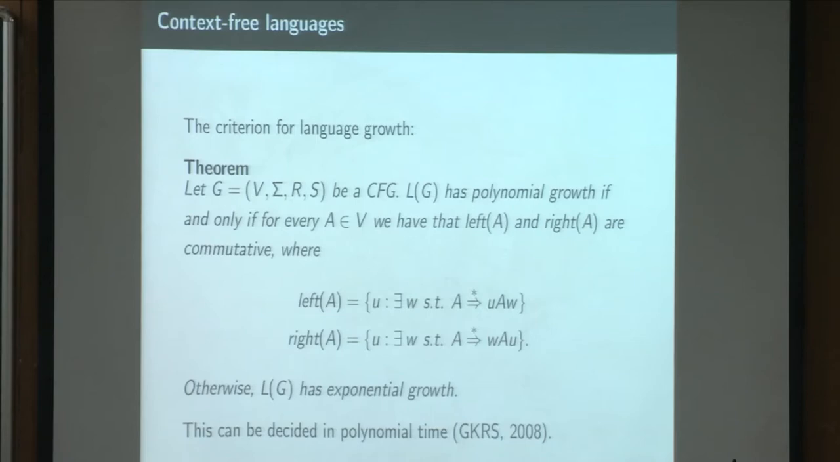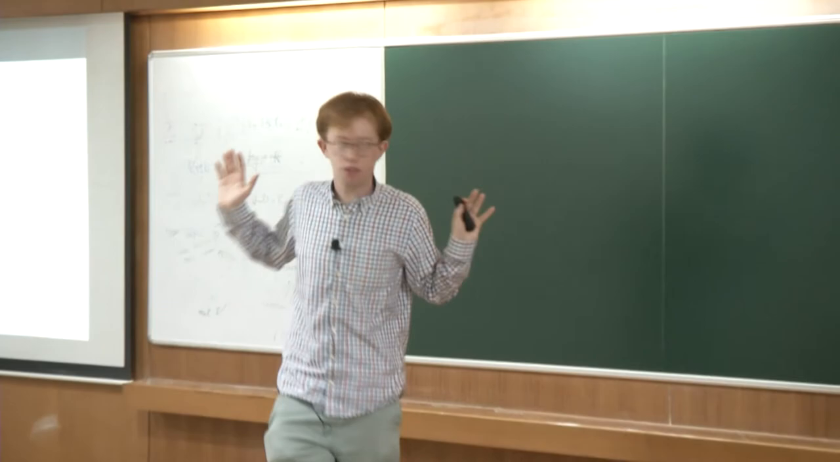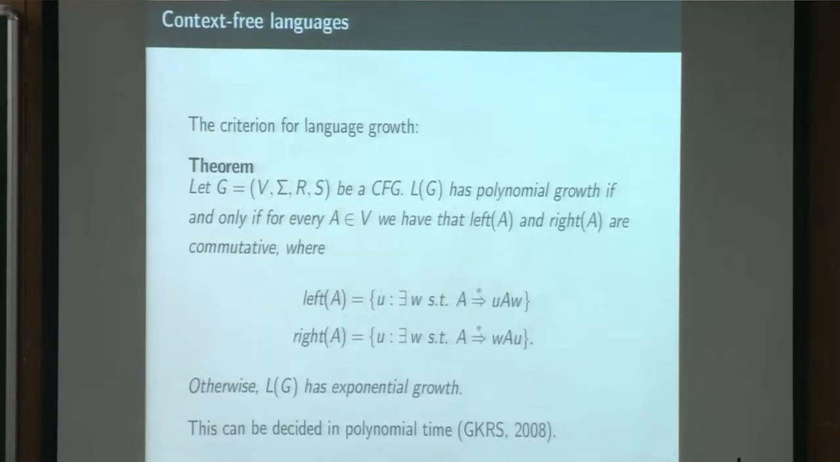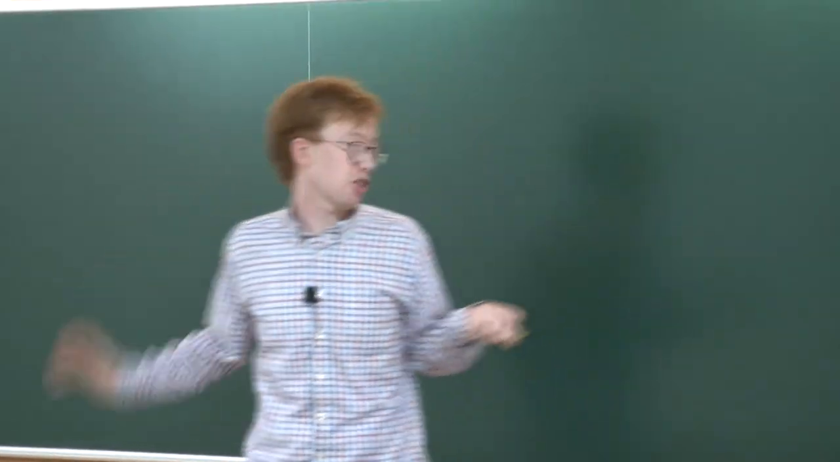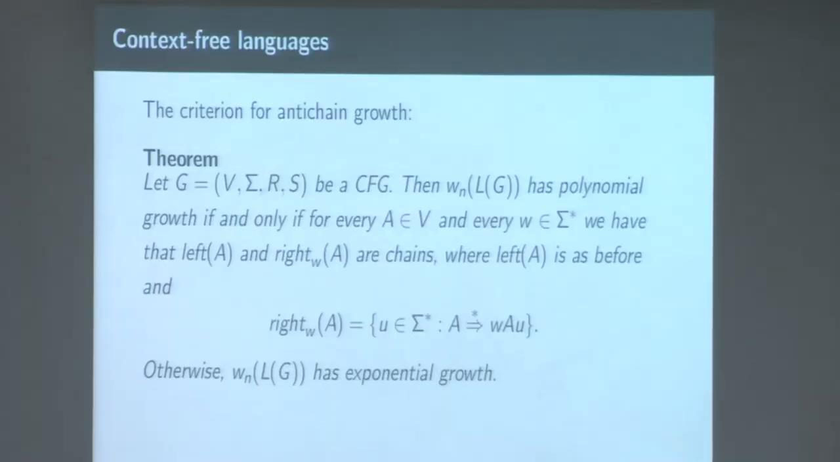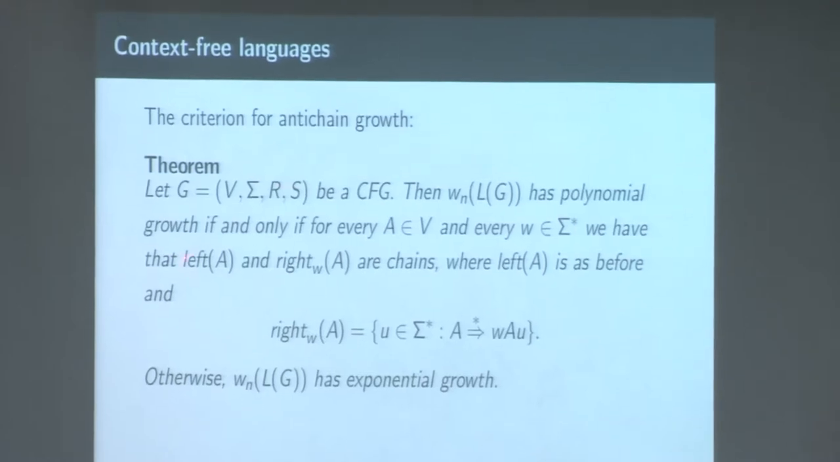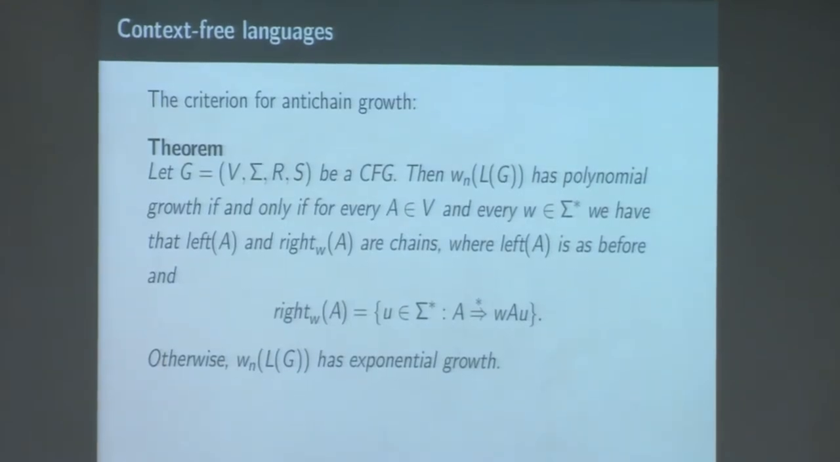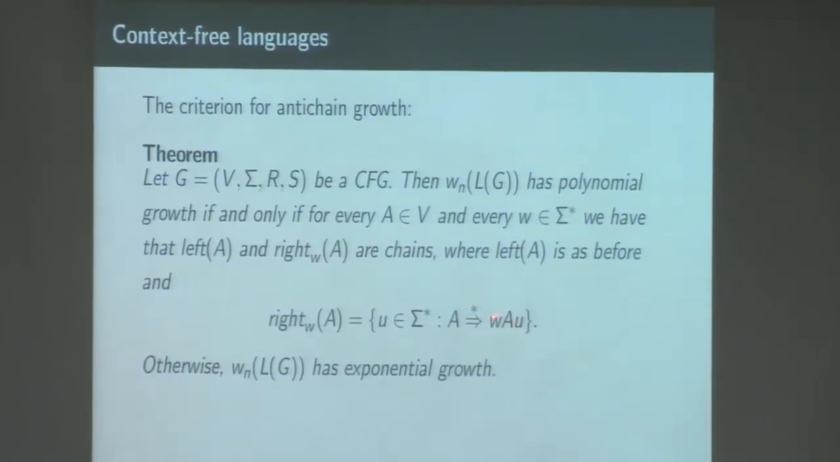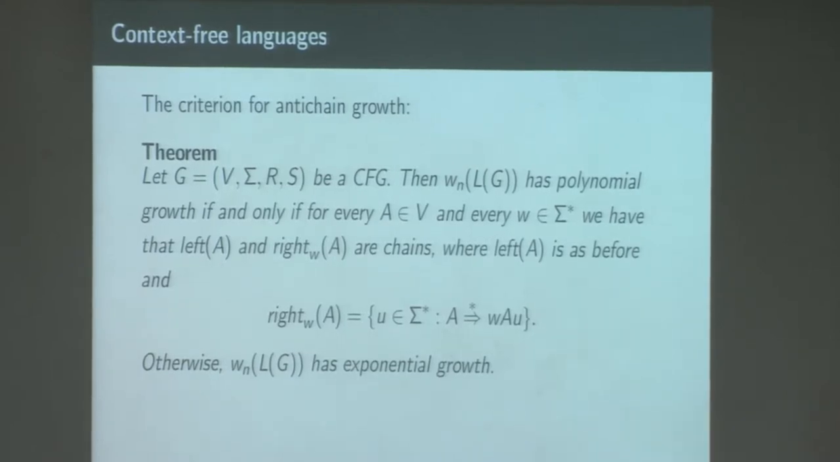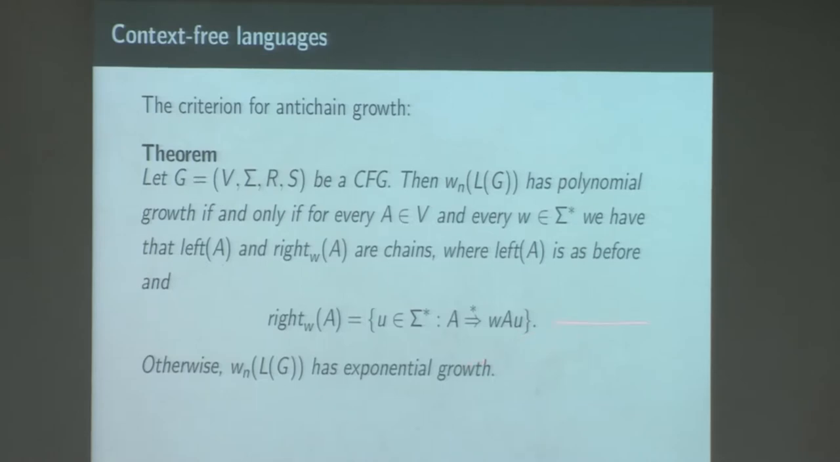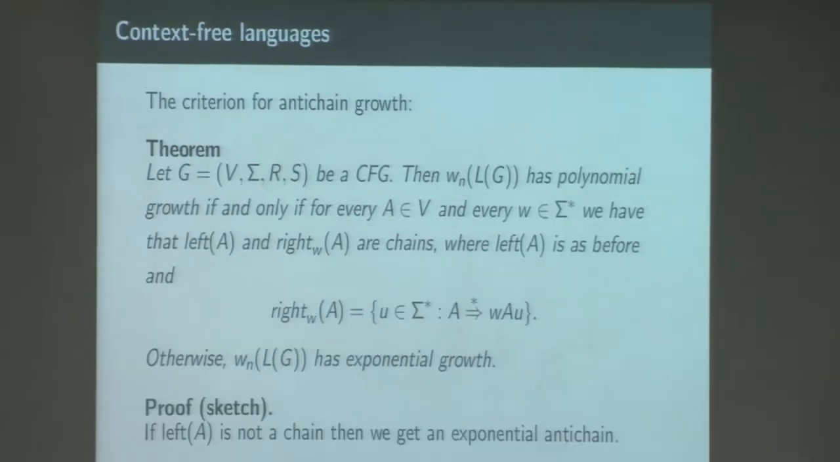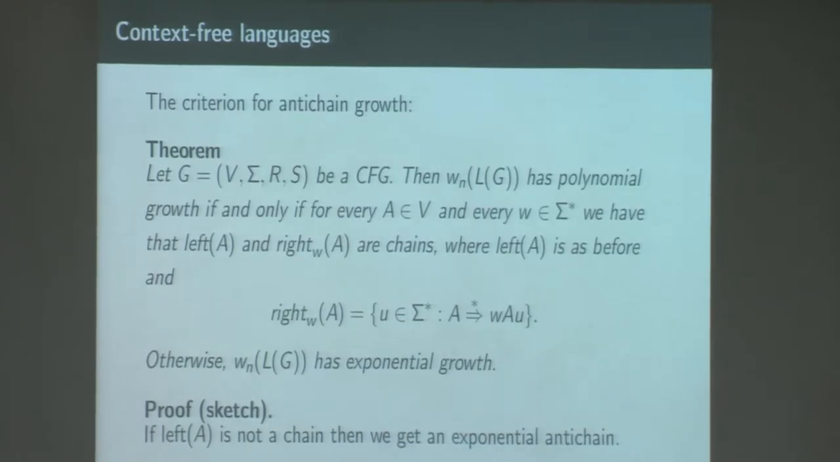Okay, so what you might guess is that when I care about antichain growth, I want to say I care about left A and right A being a chain for every A, but that's actually not right. We need a slightly more fine version of that. We care about left A being a chain, and then not right A, but right sub WA, by which I mean I'm asking, for each fixed W I might get on the left, what words can I get on the right? So right A is the same as this, where W is existentially quantified. But now I'm looking at one fixed W, what things can I get on the right? Okay, so how do you prove that this is necessary and sufficient?